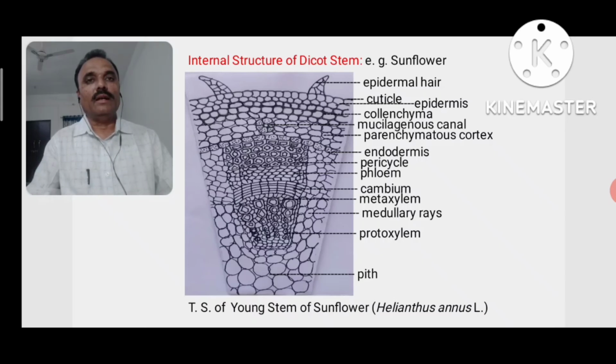Pith. A large pith composed of thin walled parenchymatous cells occupies the central region. The cells are rounded or polygonal, thin walled with several intercellular spaces. Cells of pith store food material.